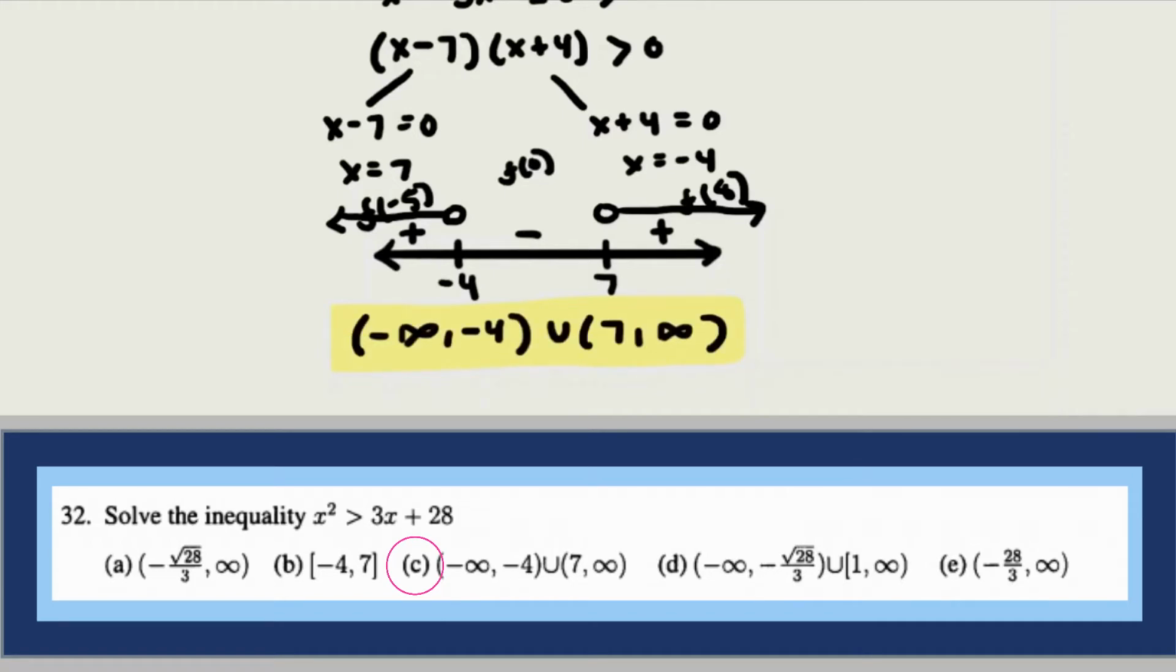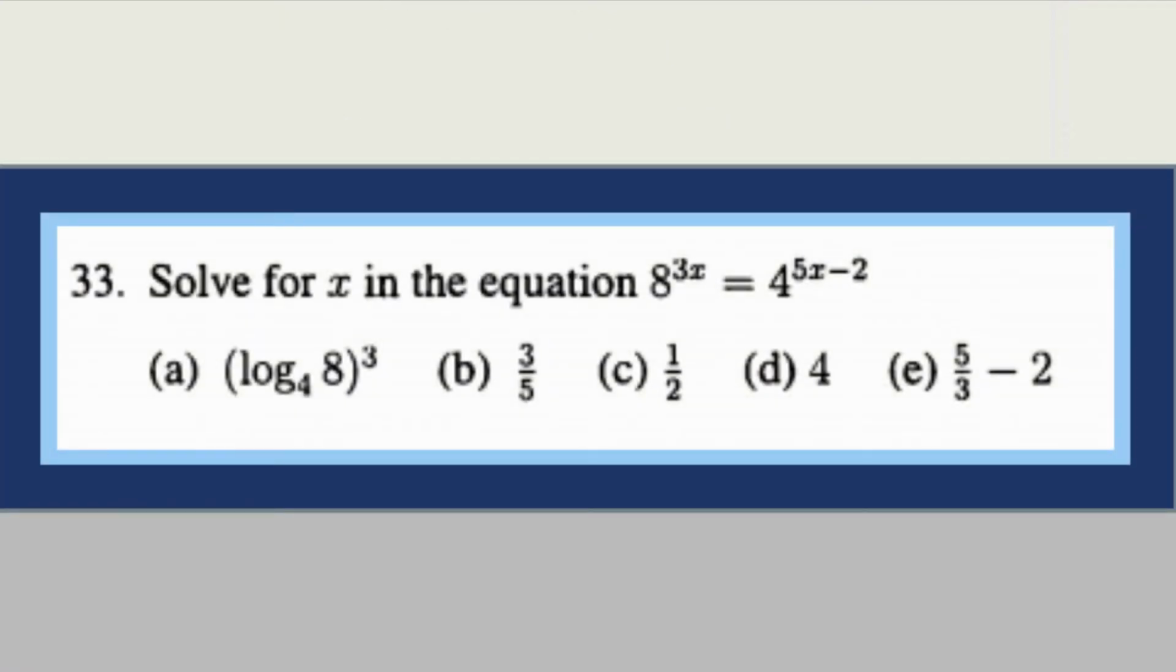Alright guys, so now we're going to move on to question number 33. Alright guys, so for question number 33, it says solve for x in the equation 8 to the 3x equal to 4 to the 5x minus 2. So I'm going to write this down real quick.